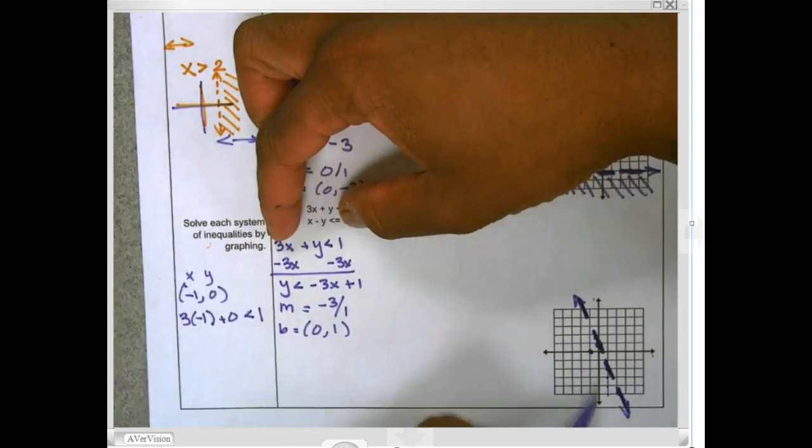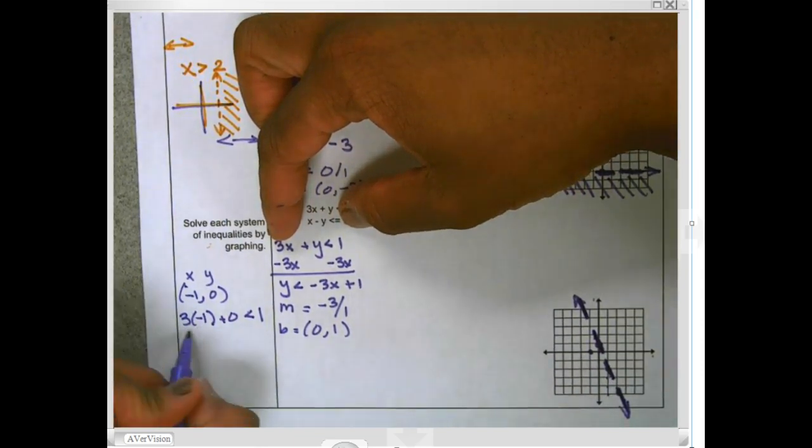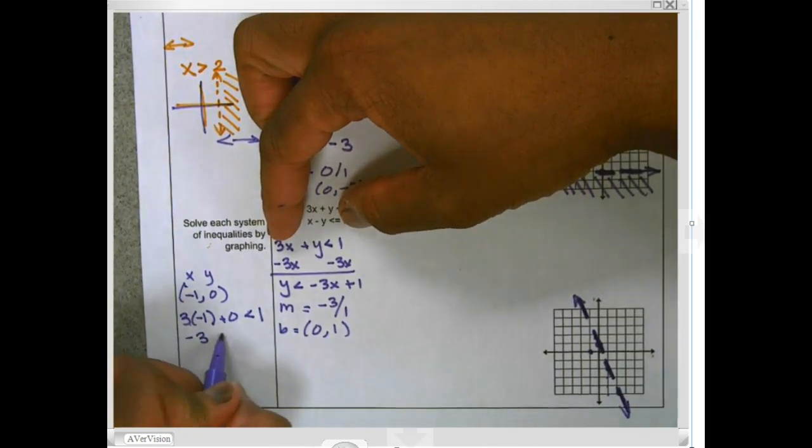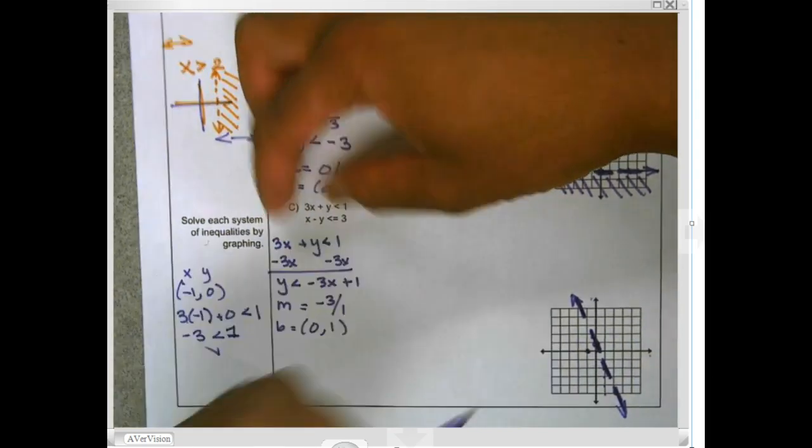Truthfully, you can pick any point in here. I try to pick one that's on the axis just because it's usually easier because it has a 0 in it. So 3 times -1, -3 plus 0 is -3. Is -3 less than 1? Yes, it is. Check. I'm right.